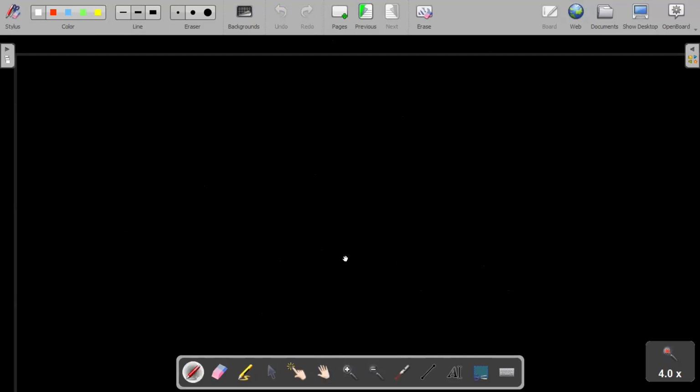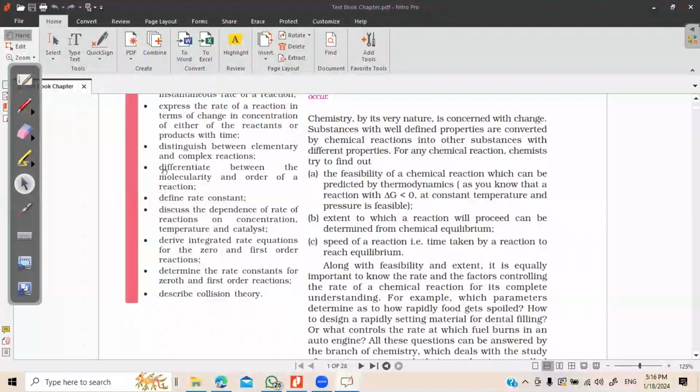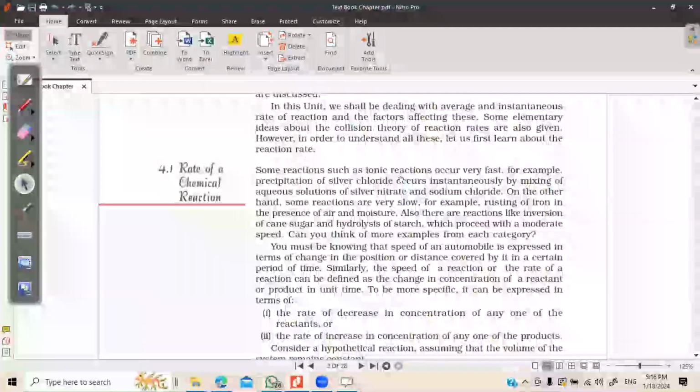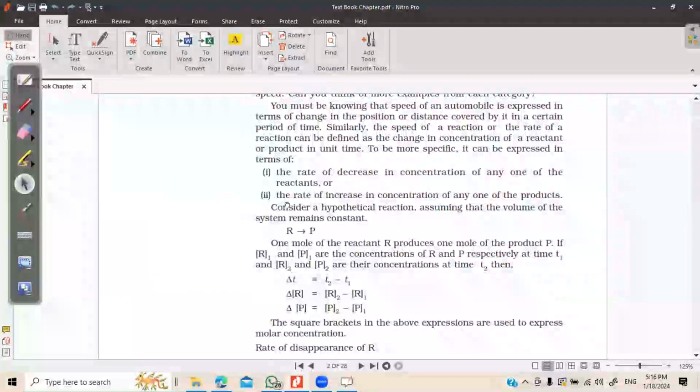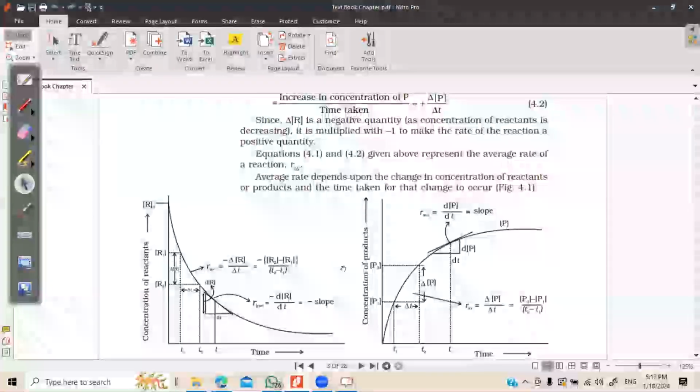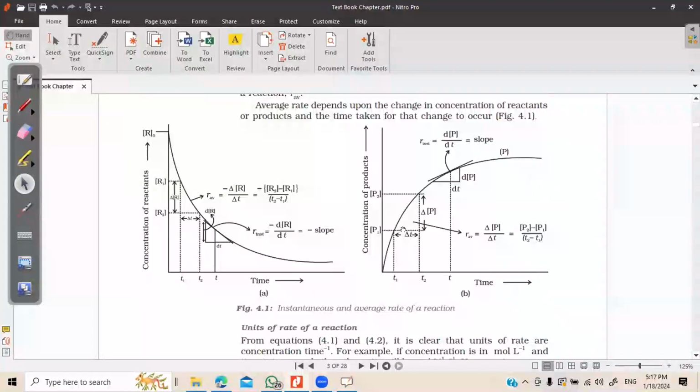So the rate of chemical reaction is ROR. The rate of decrease in the concentration of any one of the reactants, or the rate of increase in the concentration of any of the products, will give us the rate of reaction with respect to time. Now this is the graph. Let us understand this graph.